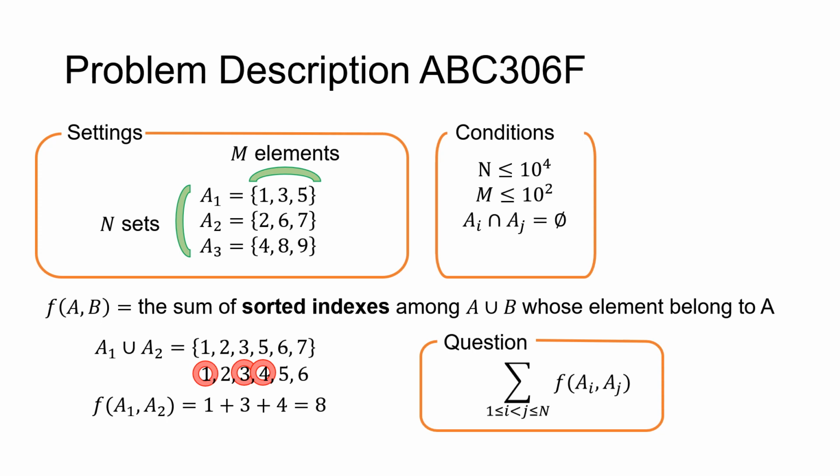We define the function f for two sets A and B. The value is the sum of sorted indexes in the union of A and B whose elements belong to A. For example, considering f of A1 and A2, the union of the two sets is as follows. Number them in ascending order starting from 1. A1's elements are 1, 3, and 5. So the value of the function f is 1 plus 3 plus 4, which equals 8.